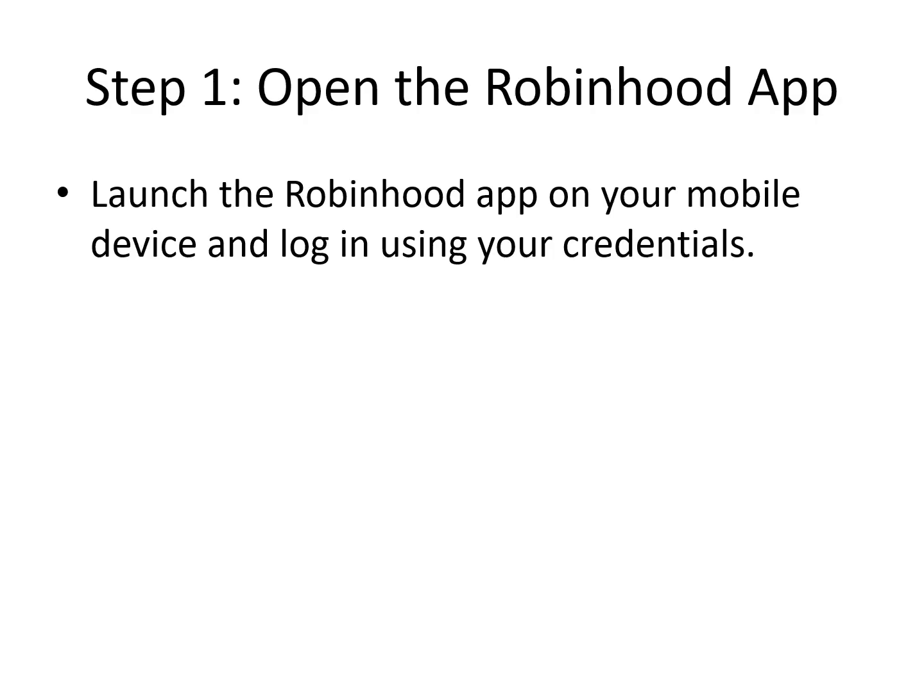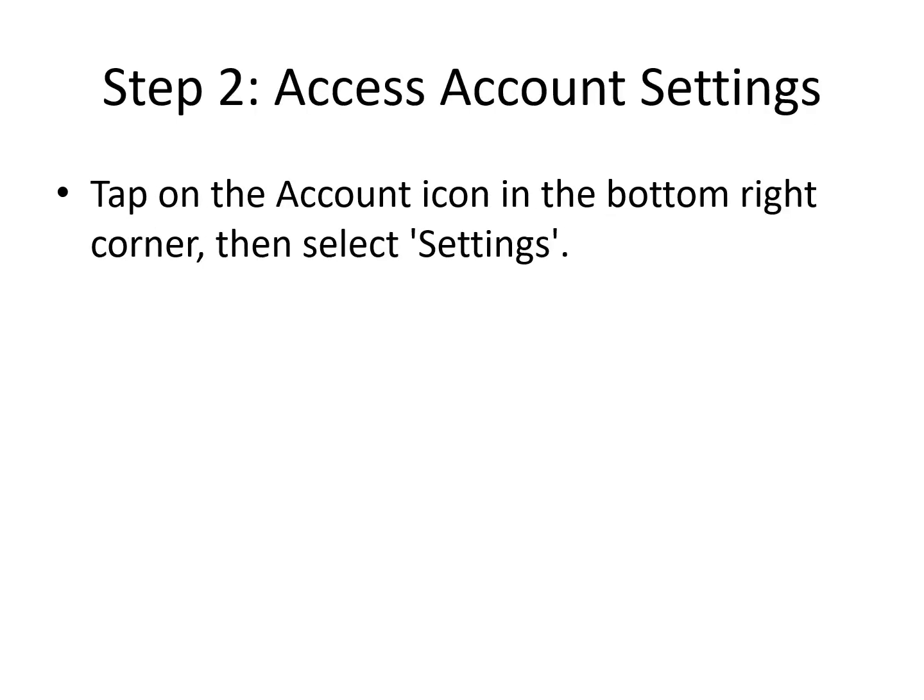Step 1. Open the Robinhood app on your mobile device and log in with your username and password. Step 2. Tap on the account icon located at the bottom right corner of the screen. Then select Settings from the menu options.